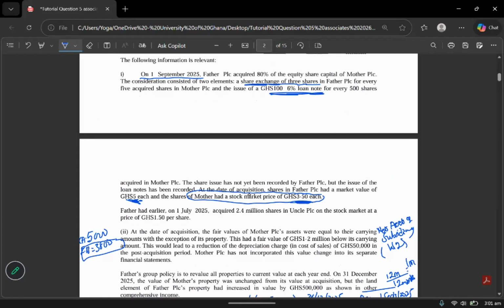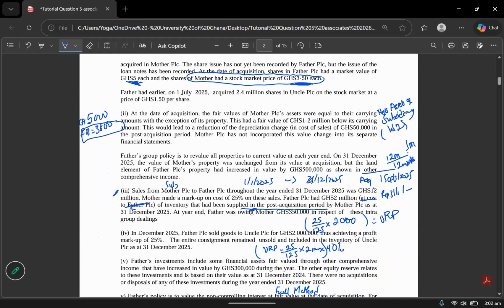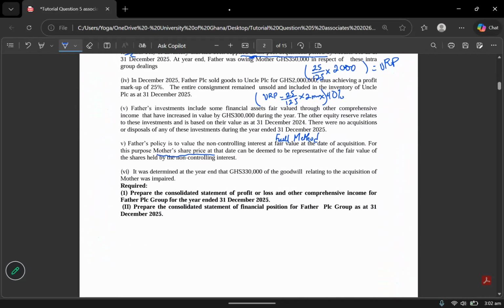The shares of Mother PLC had a stock market price of 3.5. So we multiply this by the NCI's number of shares to get the fair value of NCI. Okay, and it was determined at year end that 330,000 of the goodwill relating to acquisition of Mother was impaired. Some of the questions will give us impairment straightforward.